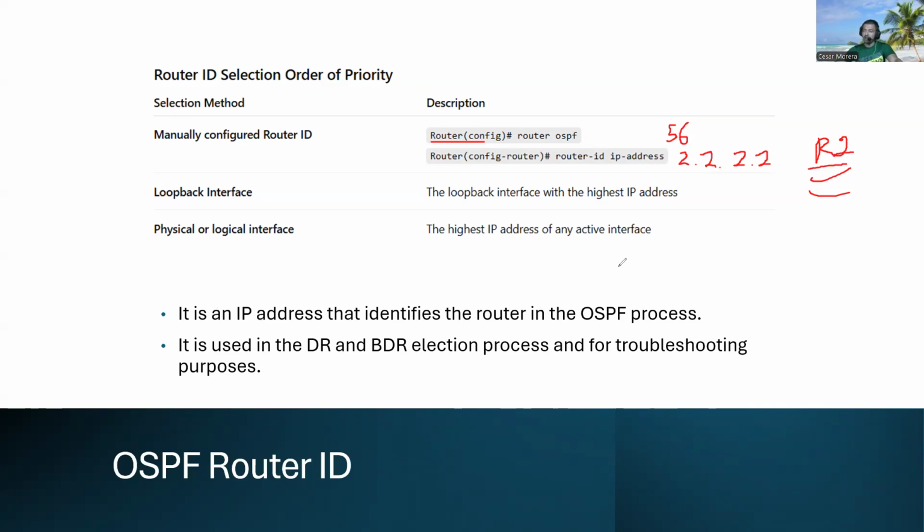With the explanation that we just had, this will be the router ID. So let's just write there, router ID. It is used in the DR and BDR election process and for troubleshooting purposes. So let's go with the loopback. Remember, the loopback with the highest IP address. There you go. Now we have a little bit of understanding of the router ID selection and order of priority. Let's clear the board and continue moving forward.